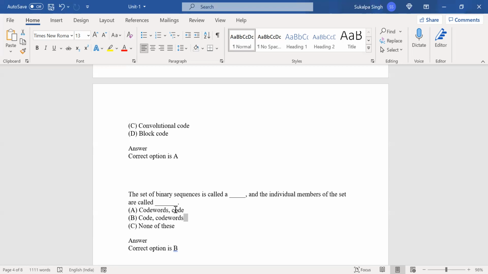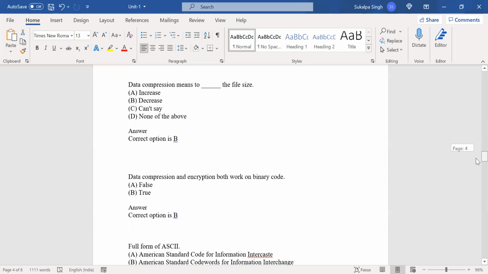Suppose there is 101, then we say this is a binary bit code. When this 101 and we have some space and 10111, then that is a code word that is defining a whole sequence as a particular meaning of the word. Next is: data compression and encryption both work on binary code. It is true.